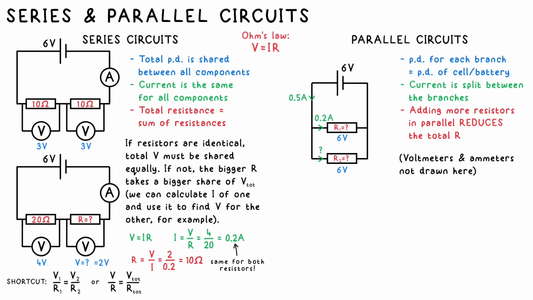If, however, we say 0.5 amps total current is flowing through the battery and 0.2 amps of that is flowing through the top resistor, that must mean that there's 0.3 amps flowing through the bottom resistor. If you're not in a rush, why not pause the video and see if you can calculate these two resistances. By the way, if you want a little bit more help on this, then have a look at my video, How to Answer Any Electricity Question.